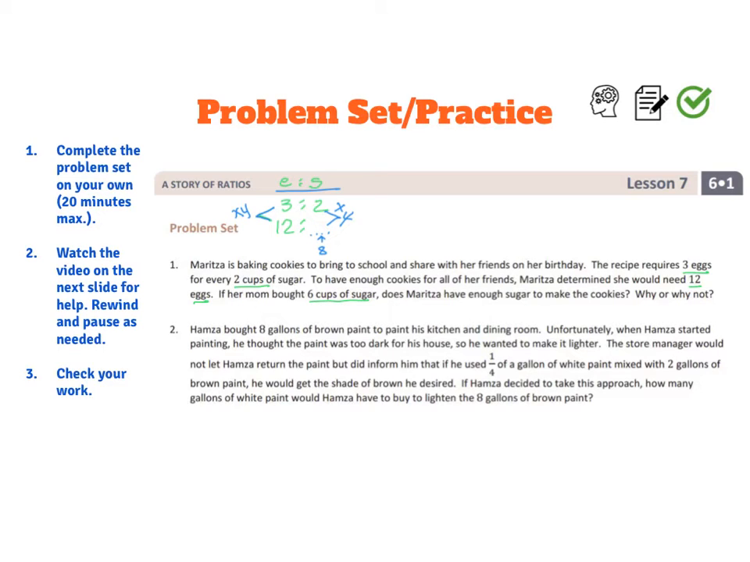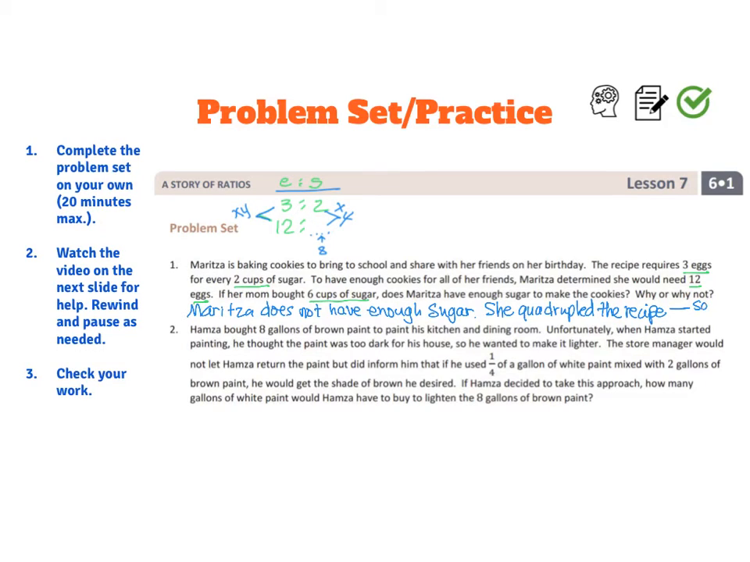So I'm going to write Maritza does not have enough sugar. Why or why not? So she quadrupled the recipe.